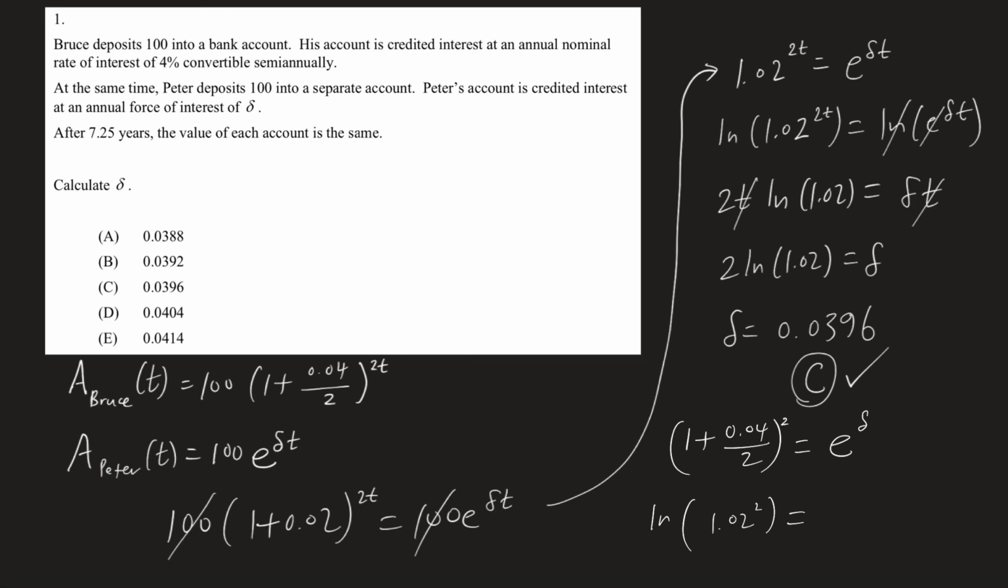As I've done previously, we would have gotten, because ln and e will cancel each other out, ln of 1.02, which is again 0.0396. So this question would have been a little simpler if you realize this fact, but either way, you would end up with the same answer.